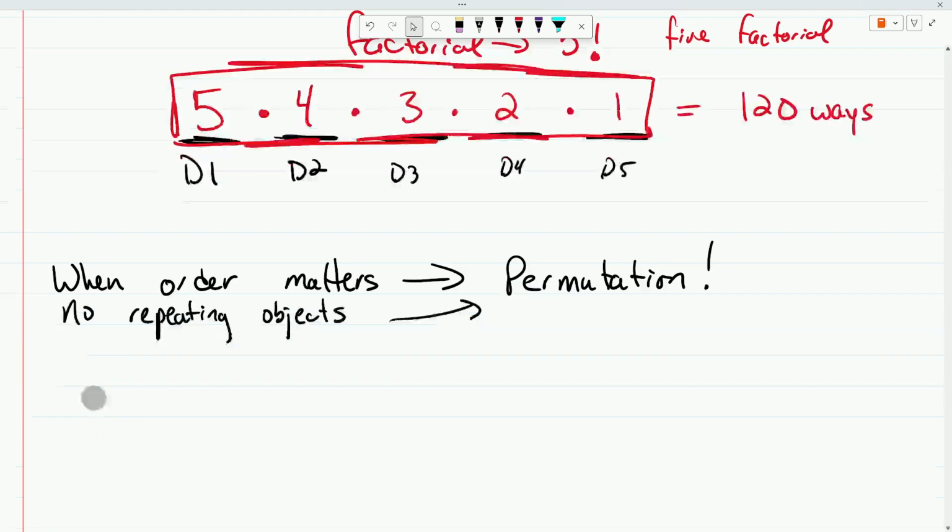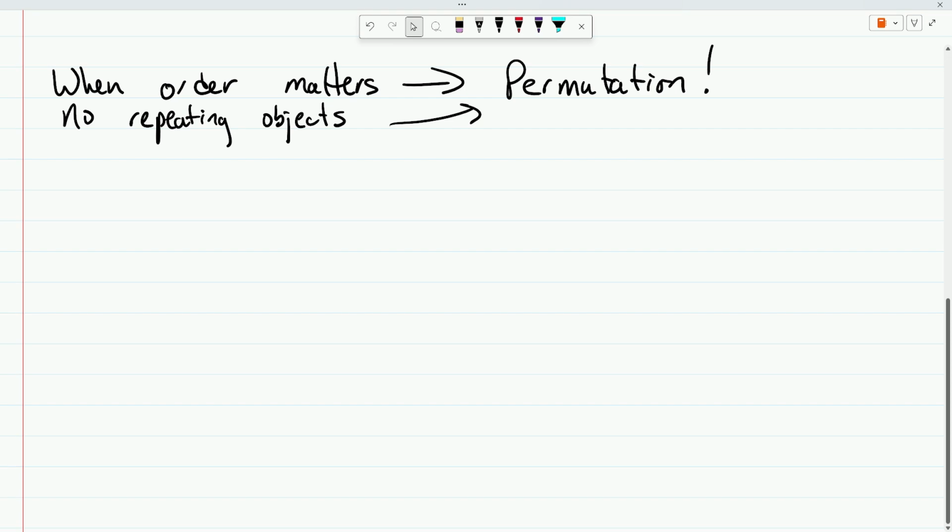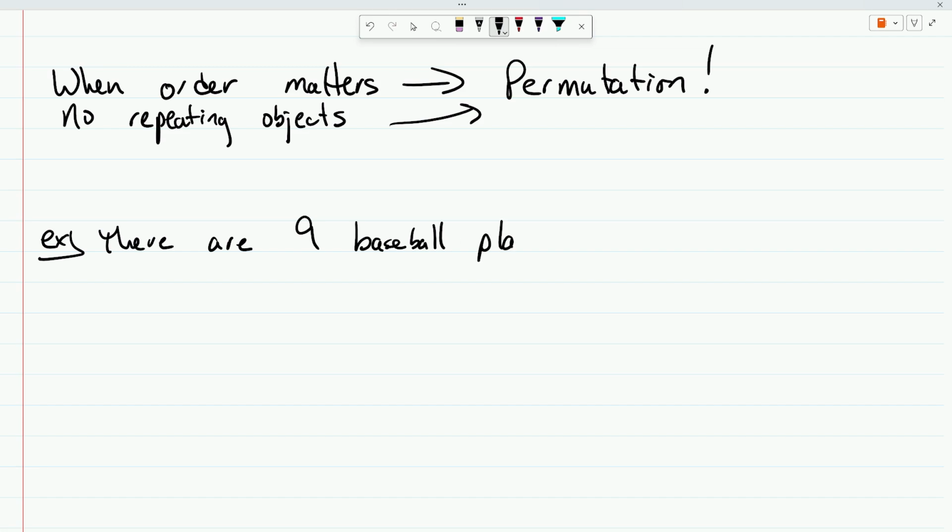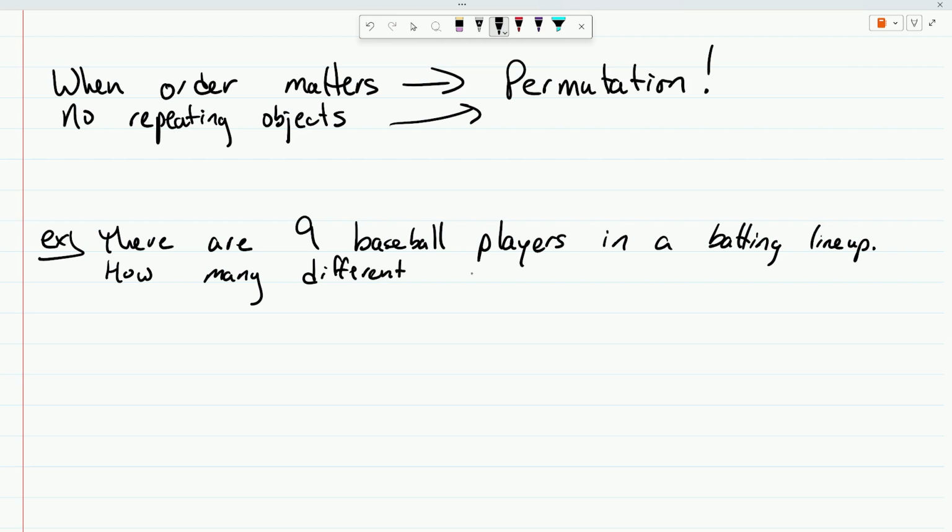So let's think about another very straightforward example. There are 9 baseball players in a batting lineup. How many different lineups can the team have?